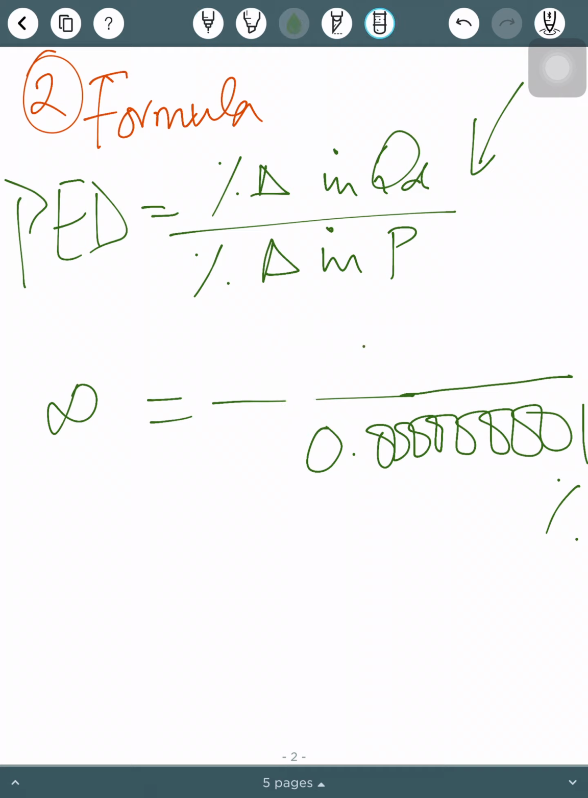Let's say the price goes up by this much, the quantity demanded declines by, let's say, 10%. So even for such a small change, if a change in price of almost 0 is causing a change in the quantity demanded of the product, the answer will be infinity. The price elasticity of demand for such products will be infinity.